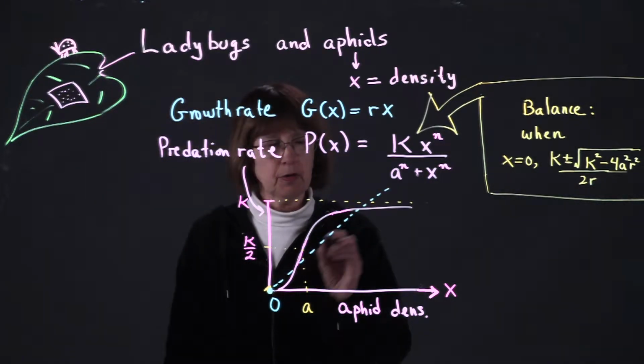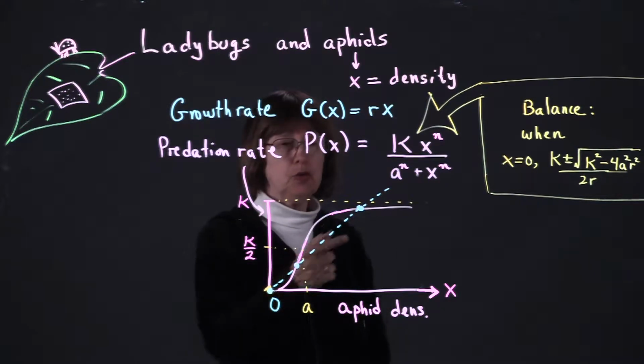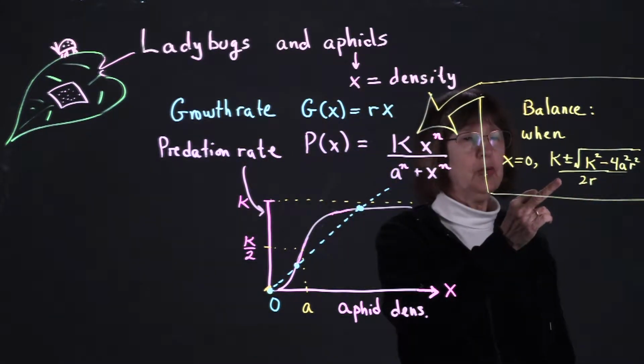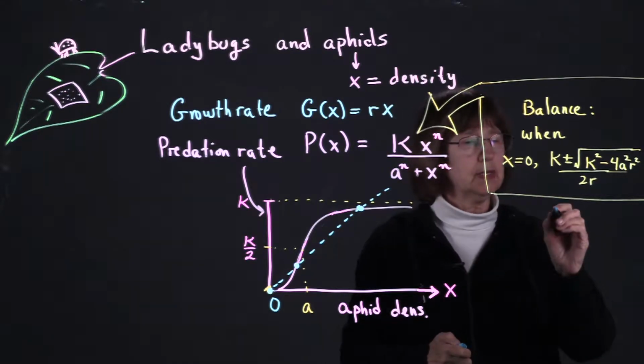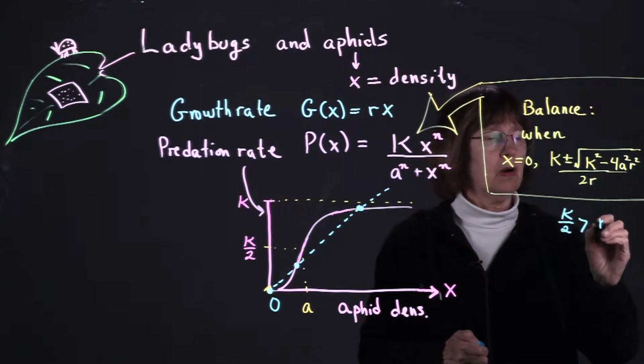We find that there are 3 intersections. One is at x equals 0, and the 2 others are solutions of the quadratic equation. We've shown earlier that these solutions only exist provided that k over 2 is bigger than r times a.